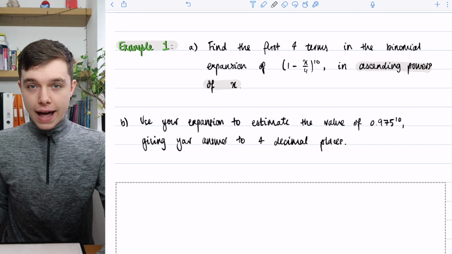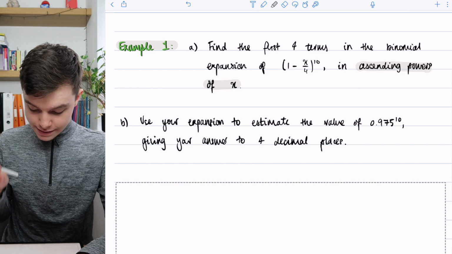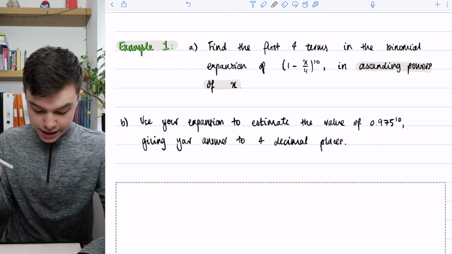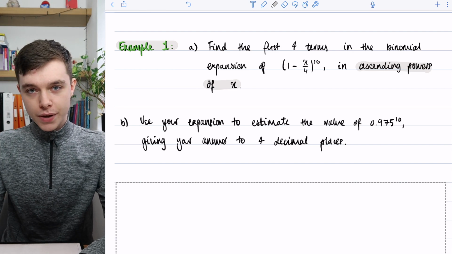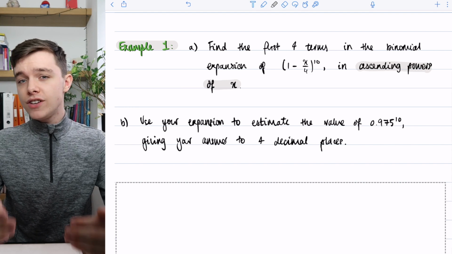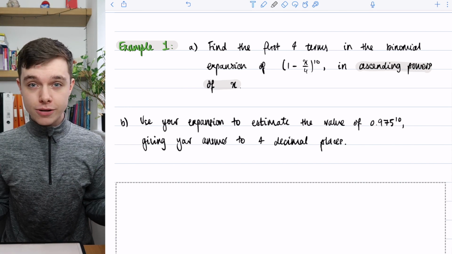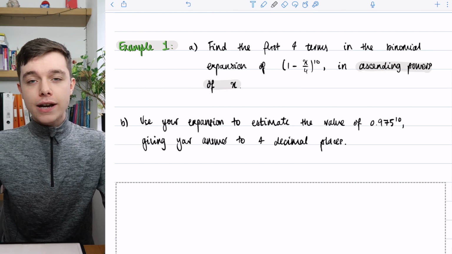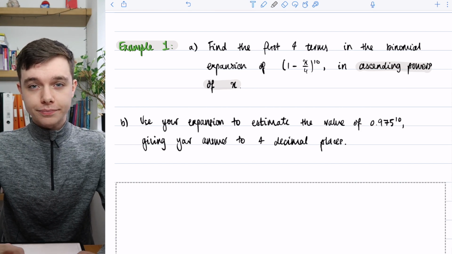Part B is then where the estimation comes in. It says use your expansion to estimate the value of 0.975 to the power 10, giving your answer to 4 decimal places. So it's using your answer. If you can't do the binomial expansion, you're not going to be able to do the estimation bit here. So have a go if you want to at part A, and then press play, and I will show you the answer under the box.